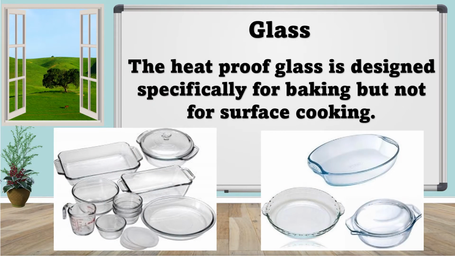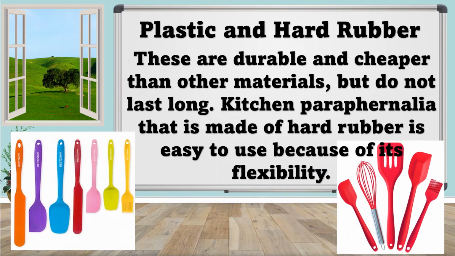Glass or heat-proof glass is a very delicate material but presentable on the table. The heat-proof glass is designed specifically for baking but not for surface cooking. Plastic and hard rubber. Kitchen tools that are made from plastic are durable and cheaper than other materials, but do not last long. On the other hand, kitchen paraphernalia that is made of hard rubber is easy to use because of its flexibility.